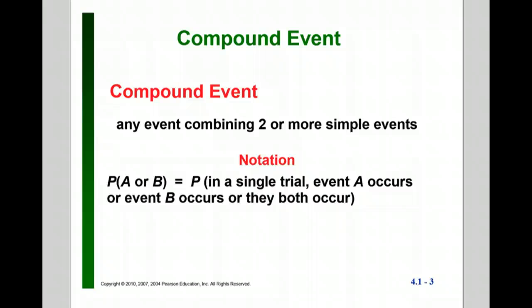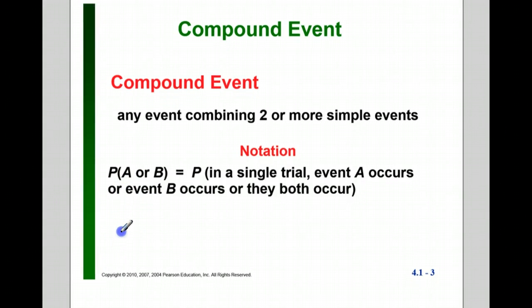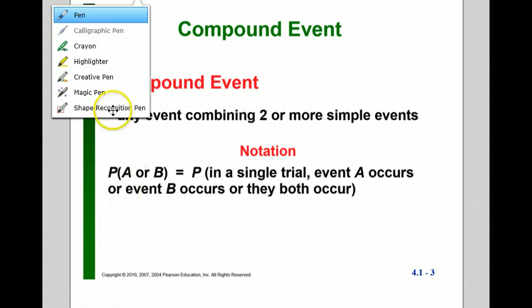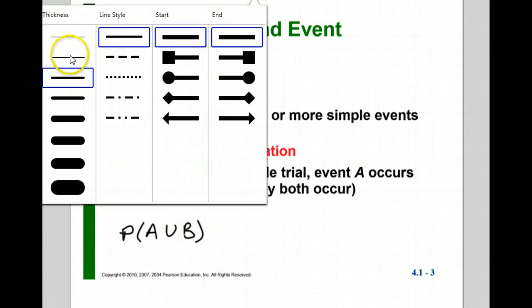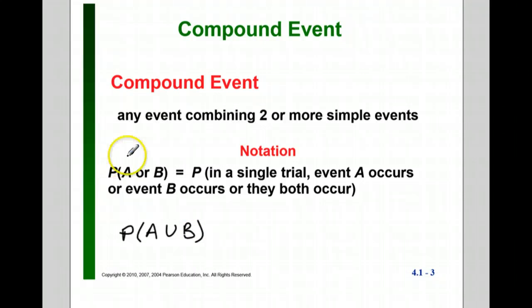Okay, so when you see probability A or B, some of these in the future you'll see me do probability of A, and then I'll put a U where the or is. Alright, that means the same thing. If you see me do that, it means the same as the word or, the symbol.